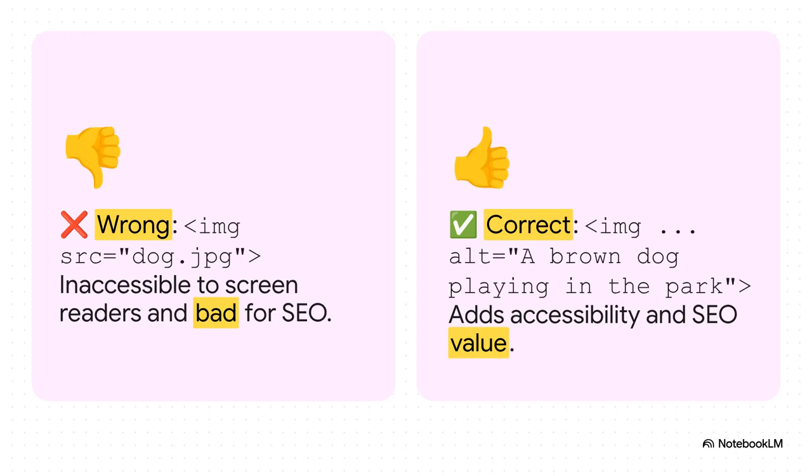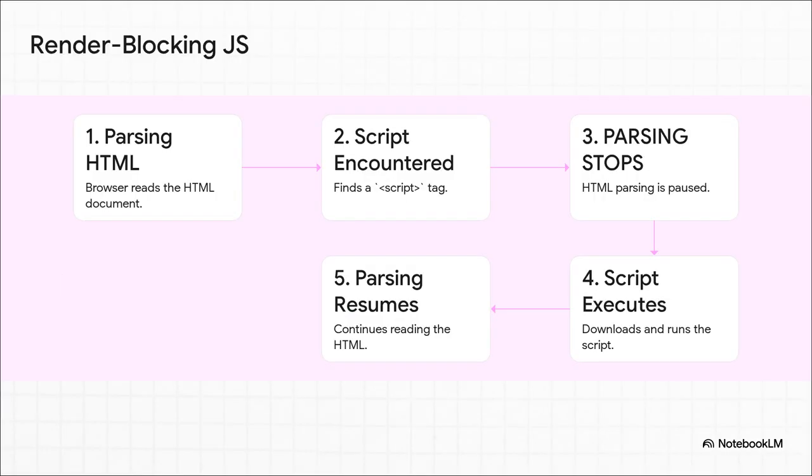Okay, listen up. Every single image needs an alt attribute. This is absolutely non-negotiable, especially for accessibility. It provides a text description of the image for visually impaired users who are using screen readers. But that's not all. It also gives search engines crucial context, helping them understand what your page is about, which can improve your SEO.